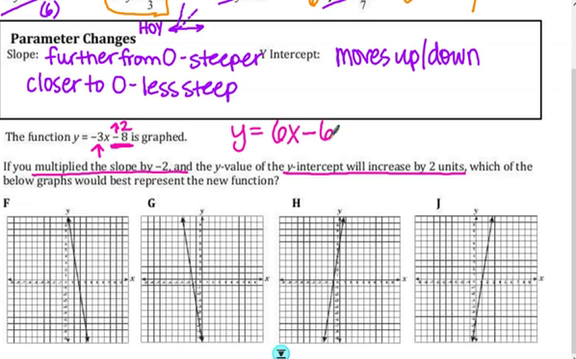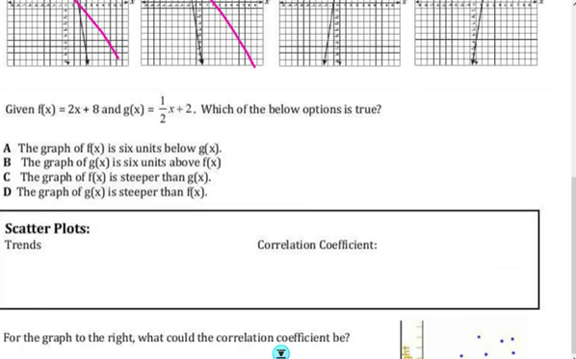Alright, so which graph looks like that? Well, first I have a positive slope, right? Positive slope. So I'm going to eliminate F and G, because those are both negative slope. Now who's intercepting at -6 on my y-axis? And that is J. Awesome. Alright, so those are the kind of parameter changes you might be seeing.